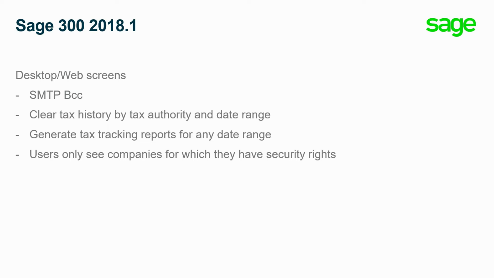So if there's 10 companies, I've only been given access to 3. I'll only see the 3 companies in my dropdown. And then one of the other improvements was just being able to see when you last did your day-end processing. It sounds a trivial thing, but I'm sure a lot of you are familiar with the question of when was it last done, and being able to quickly see and run that appropriately.